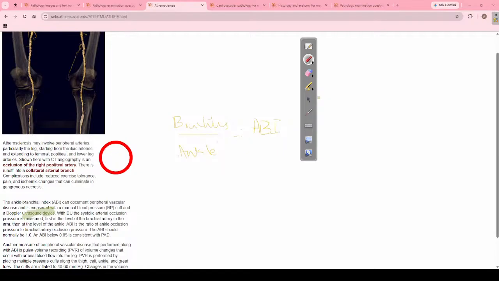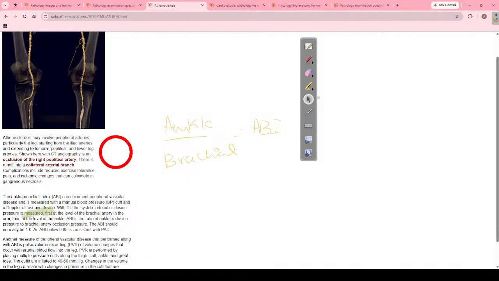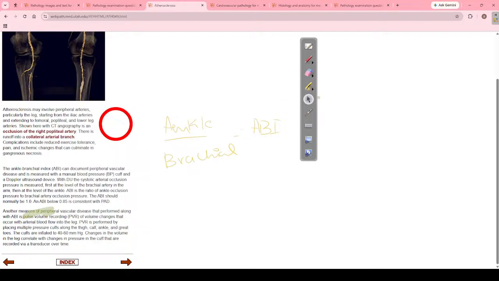Sorry, I went behind. It is ankle by brachial. Yeah, that is the ABI. Moving on. ABI less than 0.85 is consistent with peripheral artery disease.